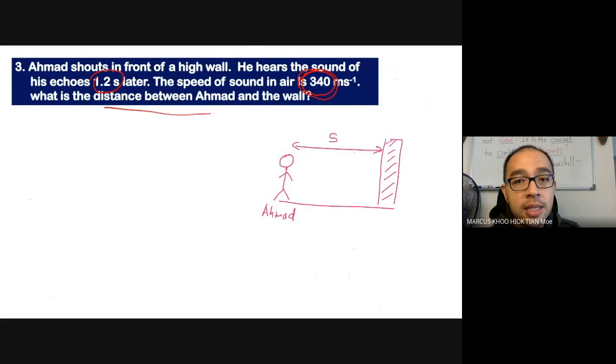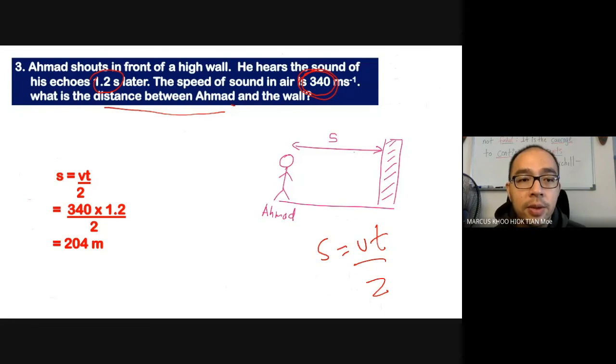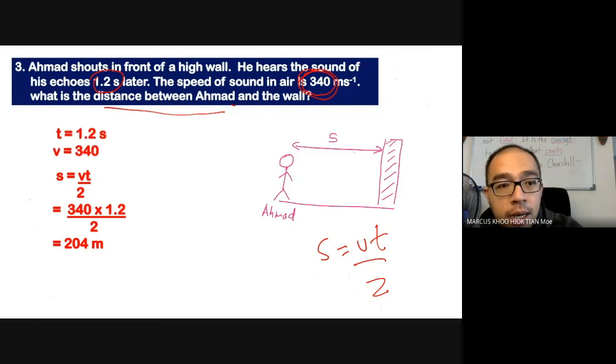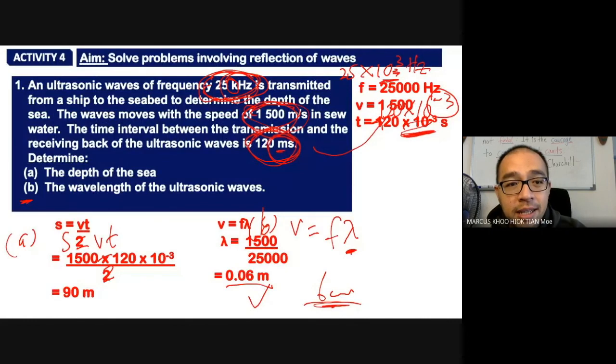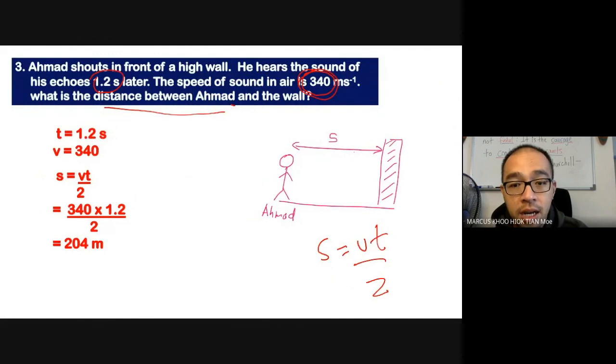What is the distance between Ahmad and the wall? Same thing. Chloe, can you count this, please? S equals Vt over 2. I don't think there's anything to change here. We use the same situation to calculate the distance between Ahmad and the wall. All right, good, 204 meters. Very easily counted, 340 times 1.2, and you get 204 meters. So this question is pretty much the same as the ultrasonic one, except that there's no changing of milliseconds to seconds or kilohertz to hertz. Everything is given normally.